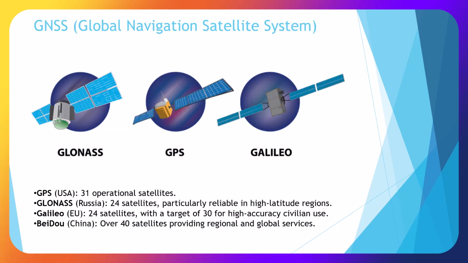The US is not the only one with GPS-type navigation satellites. The US system is called GPS. We have 31 satellites. GLONASS is Russia, and they have 24 satellites. And we have Galileo, which is the European Union. They have 24 satellites, and they're targeting 30, which they may already have hit. And the BDS from China.